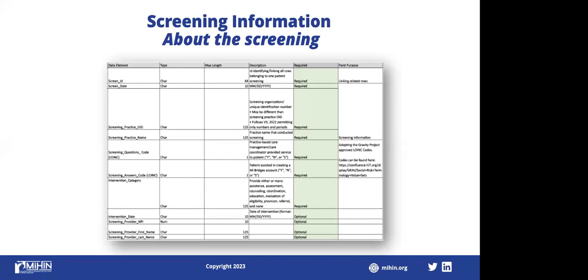Next is the intervention category, which is also required, and we ask that you only use the values listed here, which actually align with the HEDIS electronic social needs screening measure and are the following: assistance, assessment, counseling, coordination, education, evaluation of eligibility, provision, referral, or none. An intervention date represents the date of the intervention, and finally, the screening provider ID, MPI, and first and last name. Please note that these are optional fields. Next slide, please.